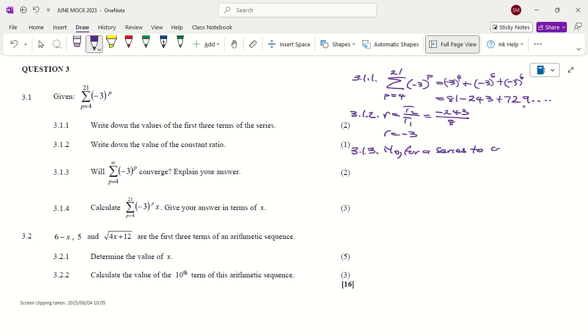But we know, for a series to converge, R needs to be between what? -1 and 1. And here, R is equal to -3. So the series won't converge.